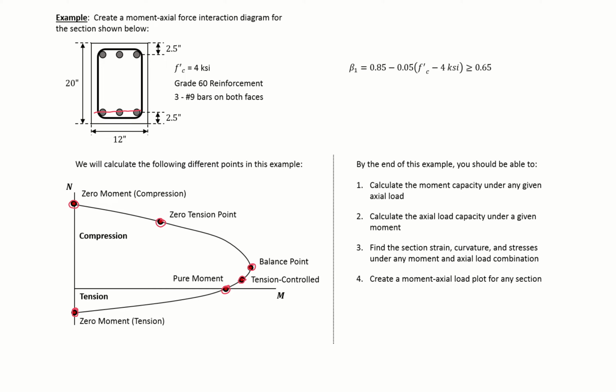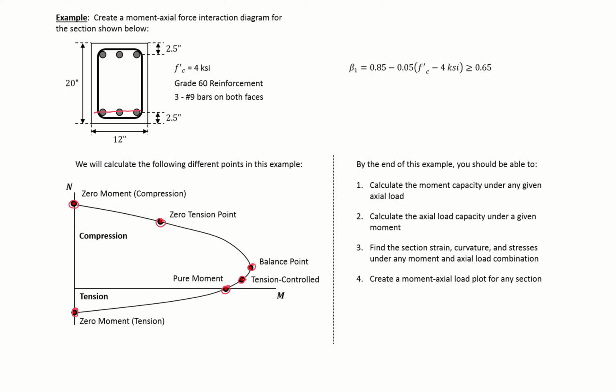tension capacity. We're going to be using this rectangular section, which has a 20-inch height, a 12-inch width, and 3 number 9 bars on both faces. Our f'c is 4 ksi, and we have grade 60 reinforcement, so our yield strength is 60 ksi.